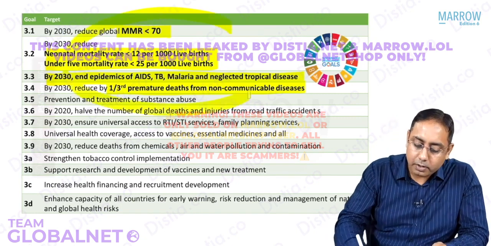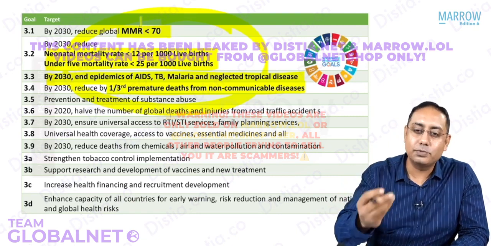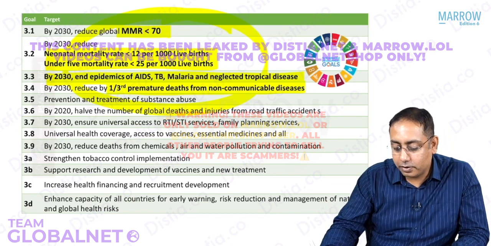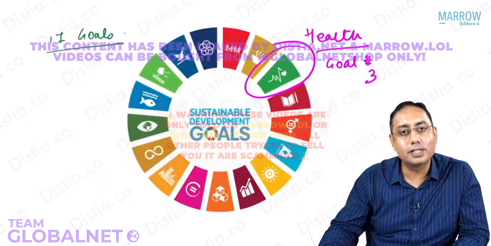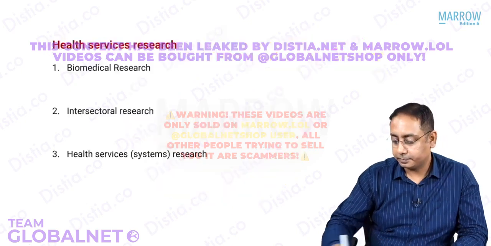You can remember all the indicators, but of course, the commonly asked indicators are these ones which I have highlighted. So please note that this can be asked in your MCQ exams. These are the Sustainable Development Goals. Goal number 3 is the health related.